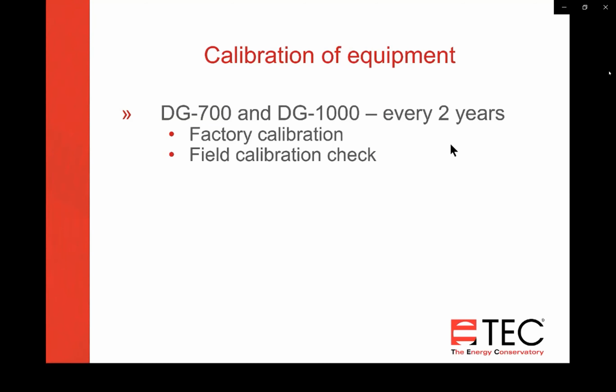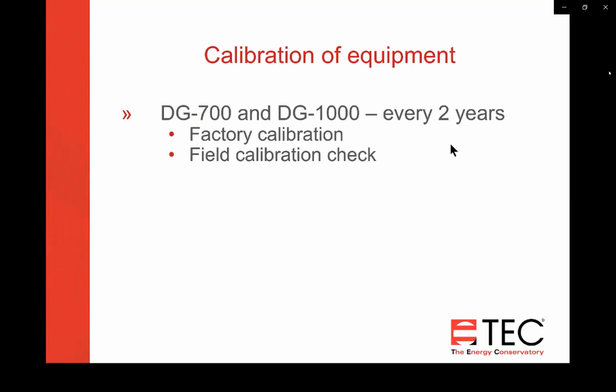And the way that's done is you'll send in one DG700 or one DG1000 to us. We'll do a calibration on that. And when that goes back to you, then your company could compare all of your other gauges against that gauge. And on our website, it shows the procedure on how to do that field calibration check. So that's an option for you also. And most HERS providers will allow for that field calibration check.